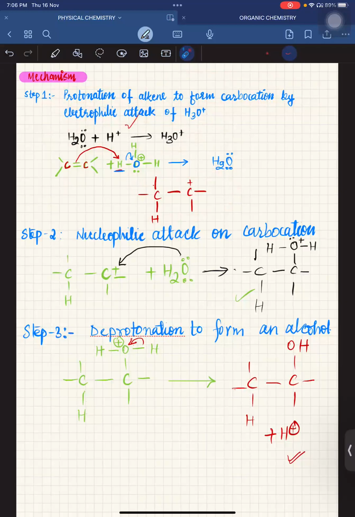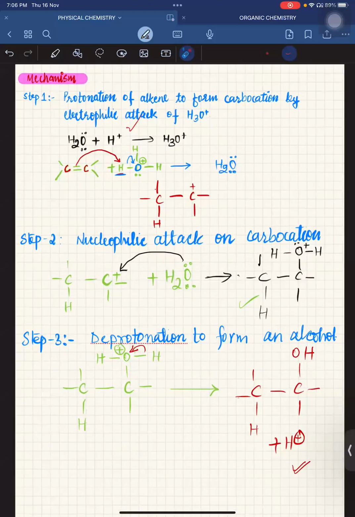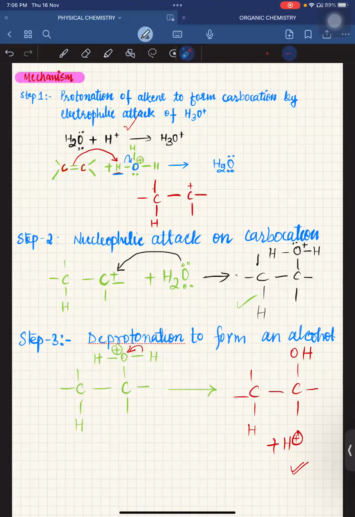After carbocation formation, nucleophilic attack on carbocation will take place. Nucleophilic attack of water on carbocation takes place. Okay. So you can see oxygen has positive charge, and at the end deprotonation, that means removal of H plus will take place, and you will get your alcohol here. Is that clear? Please do write it.